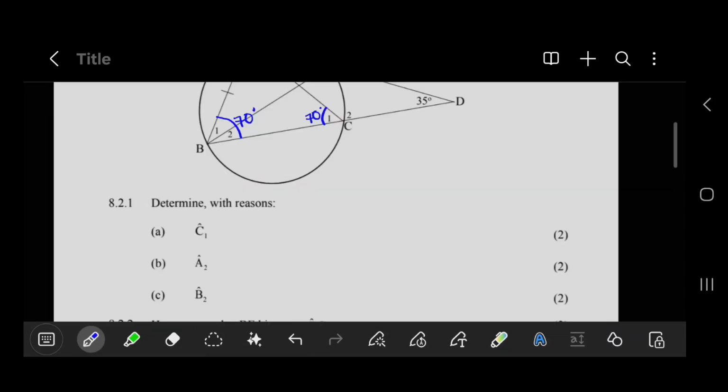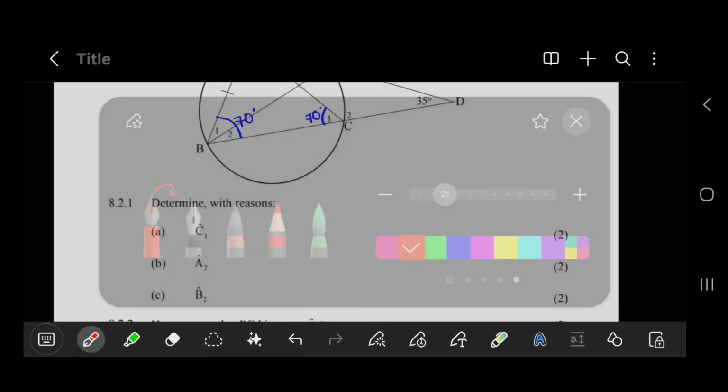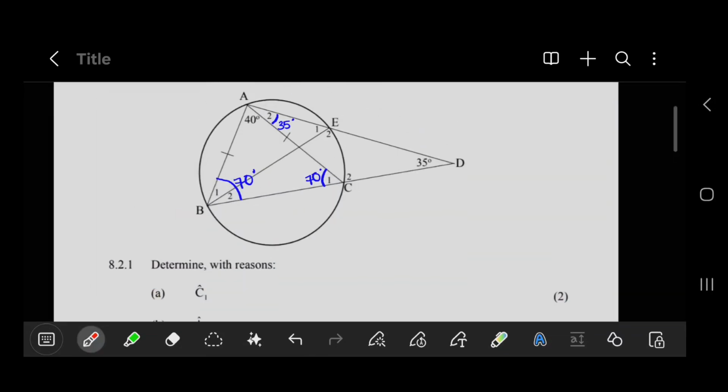Okay, we now need to calculate angle B2. And as I mentioned before, if you look at angle A2, you'll notice that A2 is subtended by points E and C. E and C also subtend B2. So what this means is that angle B2 and angle A2 are equal to each other because they are angles in the same segment. So angle B2 is equal to 35 degrees.